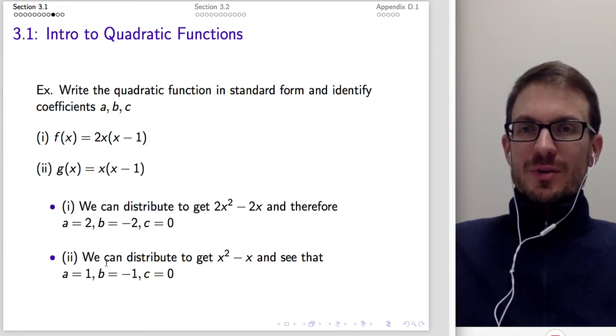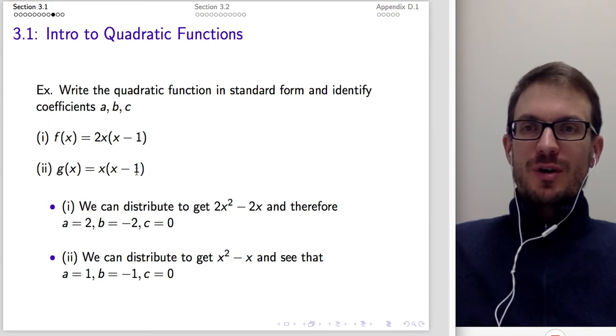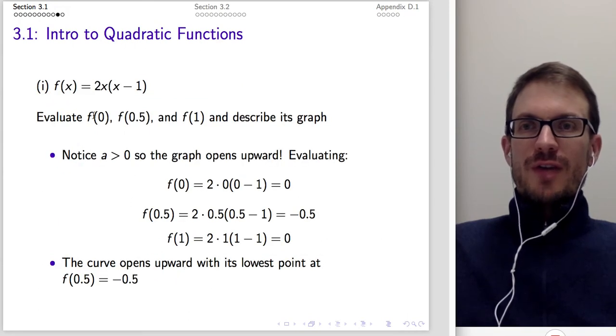All right, so what about this one? We distribute and then evaluate. So we get x squared minus x. We distribute, and we see a is equal to 1, b is equal to minus 1, and c is equal to 0. Okay, thinking a little deeper, let's evaluate f of 0, f of 0.5, and f of 1.